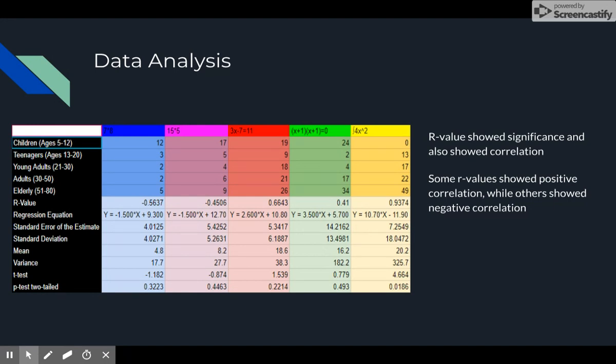What was interesting about our data was that some of the R values showed a negative correlation while others showed positive correlation. What we wanted is positive correlation based on the hypothesis that we made, but the questions that showed negative correlation were ones that we didn't expect, because it meant that the older people would be able to answer the questions faster, and positive correlation would show that older people answer the questions actually slower.